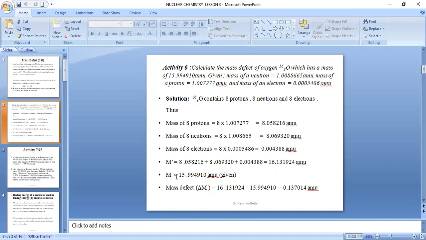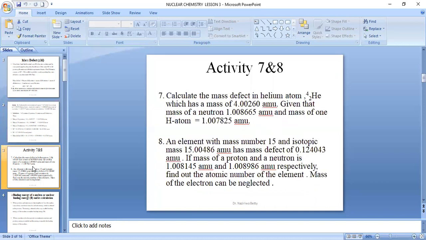Therefore, the total mass of all the particles in the atom of oxygen is equal to 16.131924. Then we are given that the actual mass of the oxygen atom is equal to 15.99491 mu. Therefore, the mass defect is equal to the total mass of all the particles in the oxygen atom minus the actual mass of oxygen, which is equal to 0.137014. Using that information, you will be able to answer activity 7 and 8.